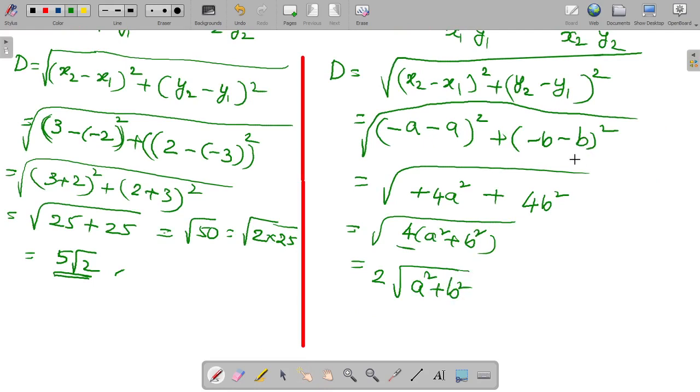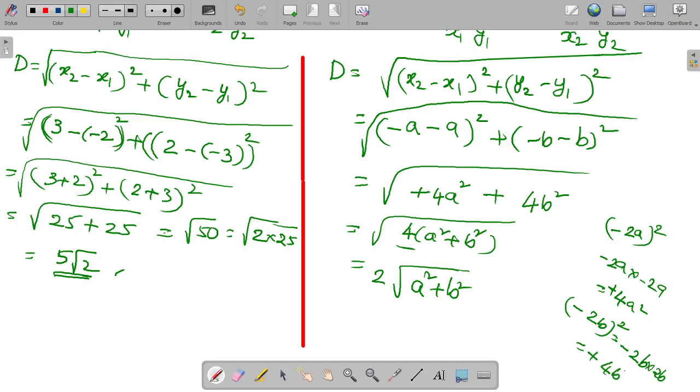Okay, here I am again repeating this. Minus a minus a is minus 2a. Minus 2a square means minus 2a into minus 2a is plus 4a square, because minus into minus is plus. In the same way, minus 2b whole square means minus 2b into minus 2b, which is plus 4b square. This is in rough. Okay.